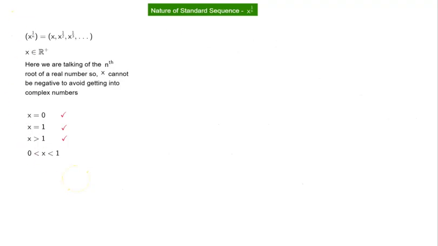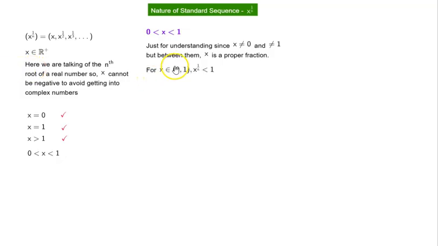Now let us look at the last case, when x is between 0 and 1. Since x is not equal to 0 and not equal to 1, but between them, x is a proper fraction. So for x in the interval (0, 1), x to the power of 1 by n is less than 1. So let y is equal to 1 by x. y is greater than 1 because we have taken the reciprocal of a proper fraction. It is going to be greater than 1.